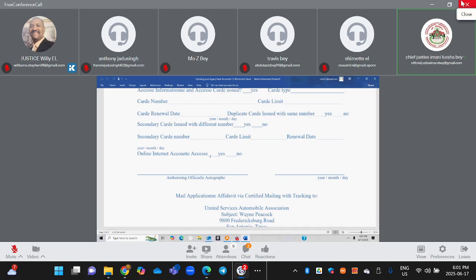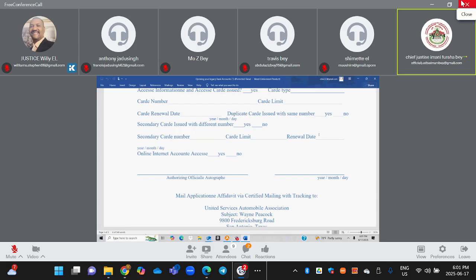And then Islam, on the renewal date, is that something we're choosing as well? The renewal date would be on the card if you already got a card. Well, if we're opening a new account and we're waiting for them to issue you a card, your renewal date will be on your card.